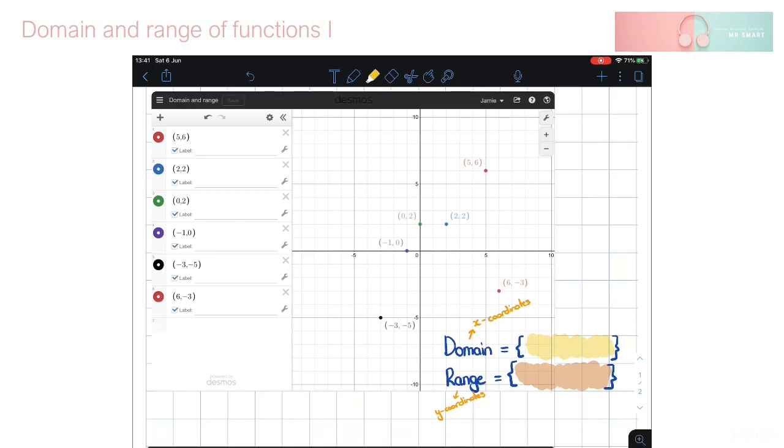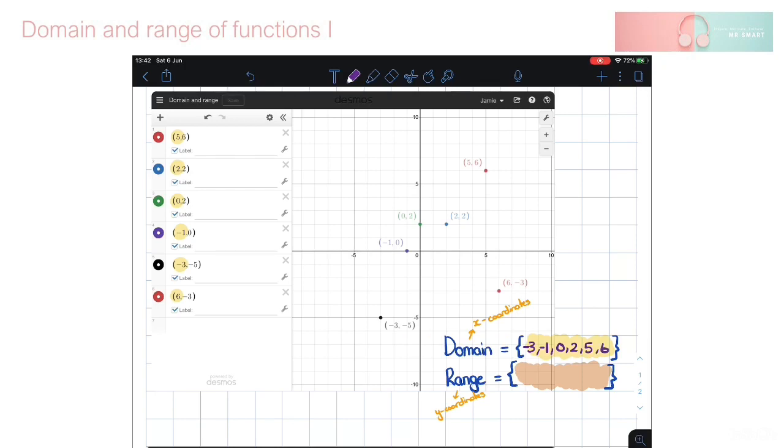Okay, so let's identify the x coordinates of each of these points. So that's just the first number in each of the points. We have 5, 2, 0, -1, -3 and 6, and we just need to place those numbers in order. Okay, so my lowest number is -3, then we have -1, we have 0, 2, 5 and 6.